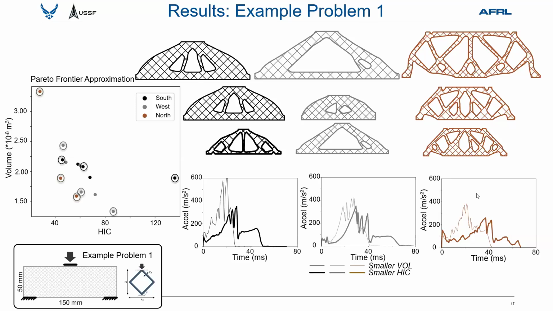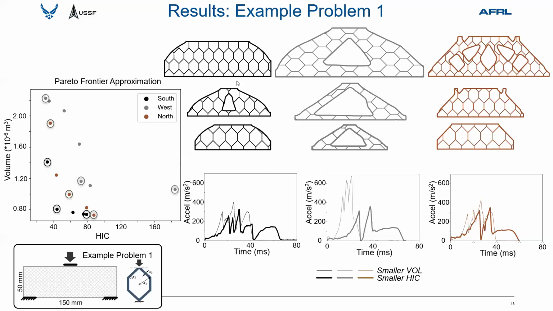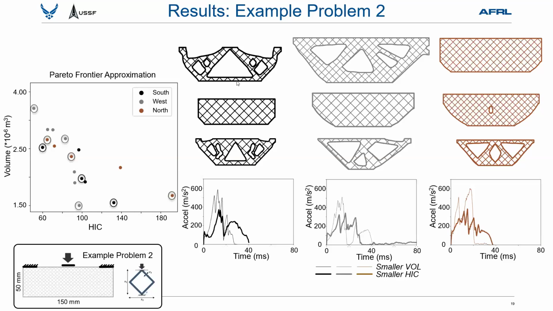And so you can see what you might expect, that designs with lower volume have higher Hick and vice versa. What I thought was really interesting is the qualitative differences that you see in the designs based on the build orientation assumption. When your build plate is on the top, in the example in orange on the right-hand side, you get very different shapes than when it's on the bottom. This is for the diamond unit cell. The hexagonal unit cell is shown on this slide, with similar observations. And then the second example problem, where it's fixed in the top two corners, shows a similar thing, these qualitative changes in shape based on the build orientation.